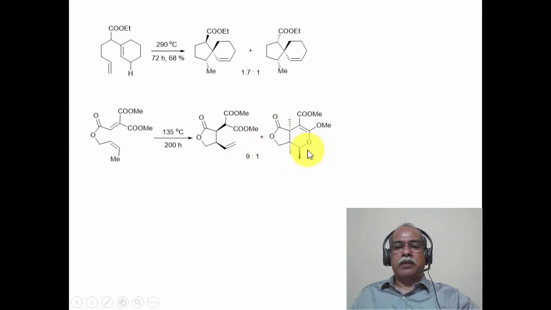This product was formed as a byproduct. If you consider the carbonyl functional group and this double bond, this will be a Diels-Alder or diene kind of system. So this will be a dienophile. So a 4+2 cycloaddition product is what you can visualize as the product formation, which is a minor product in this particular reaction.